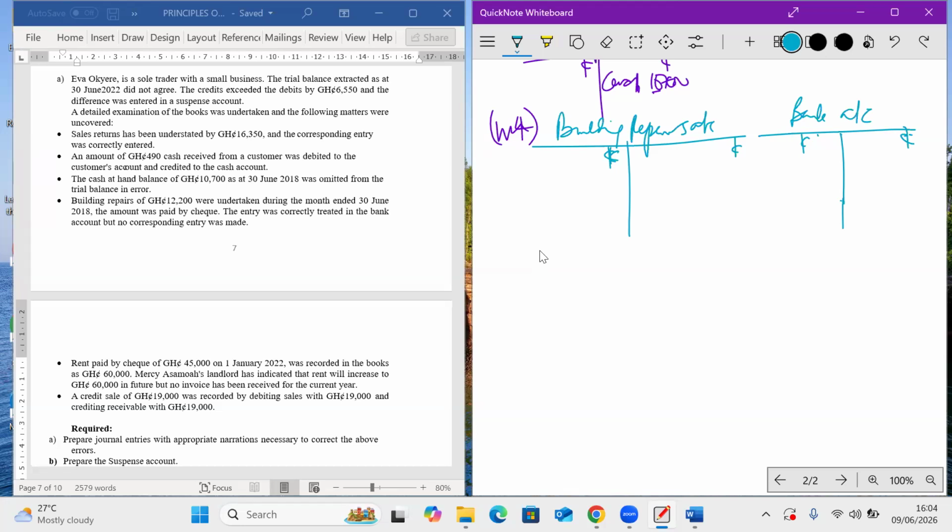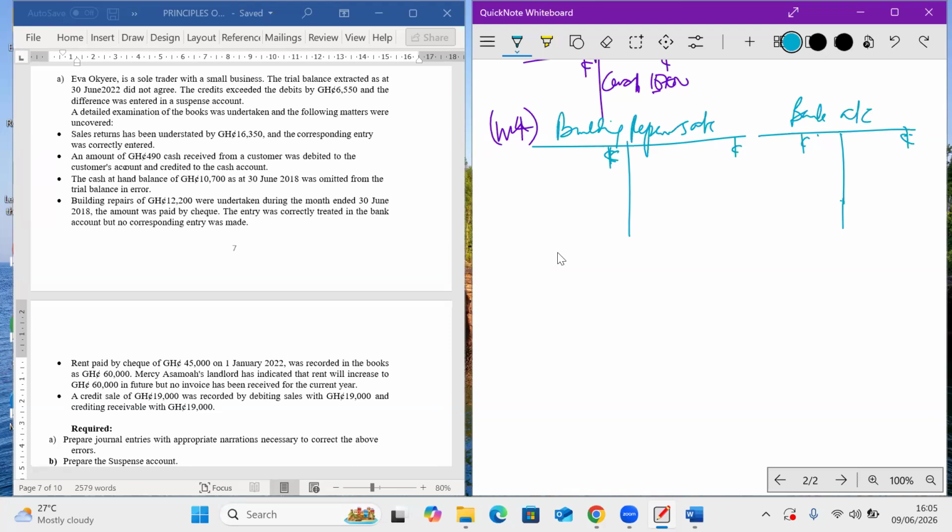Like the previous one, the cash at hand balance of 10,700 at June 2018 was omitted from the trial balance in error. They've only spoken on one account, but there are two accounts involved. So you have to say, okay, then there was one account which was correctly done. So how was it done there? But in the second, what you are currently working on, they've told you that the bank account was correctly treated.